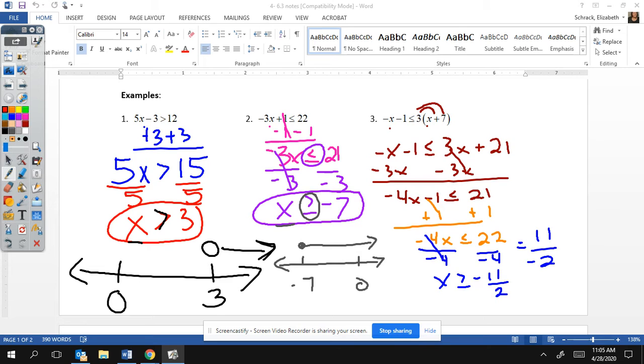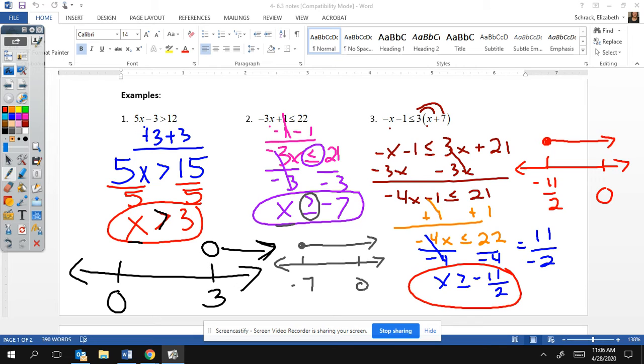And I'm going to write my inequality graph over here. Again, there's my answer. Negative 11 halves is smaller than 0 on the number line. The greater than or equal to symbol is a closed circle above negative 11 halves. And our inequality symbol to match would mean that anything to the right of negative 11 halves is greater than.